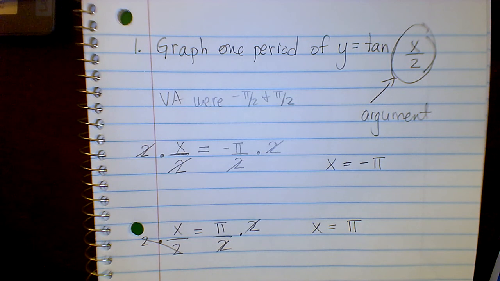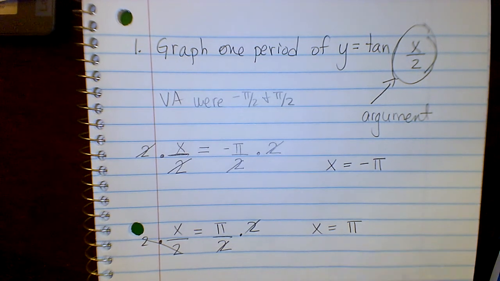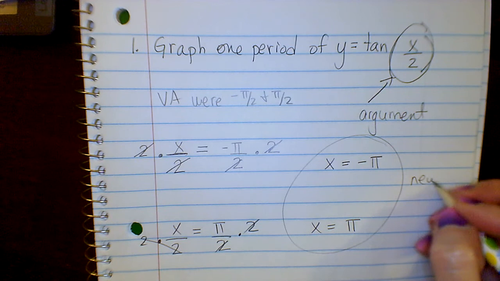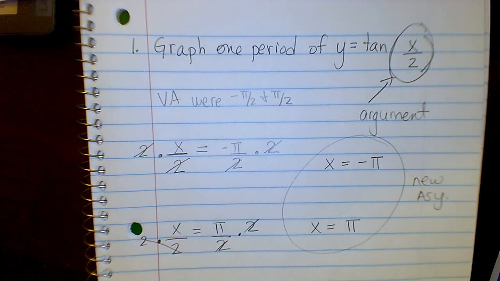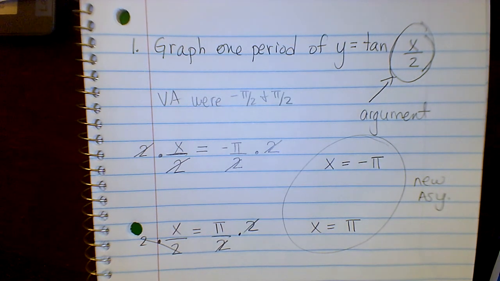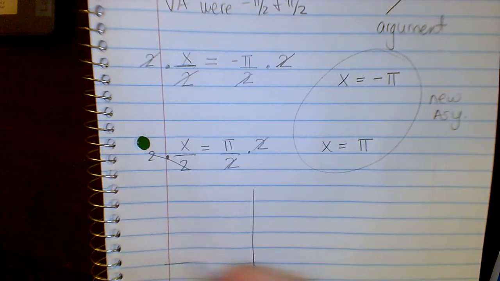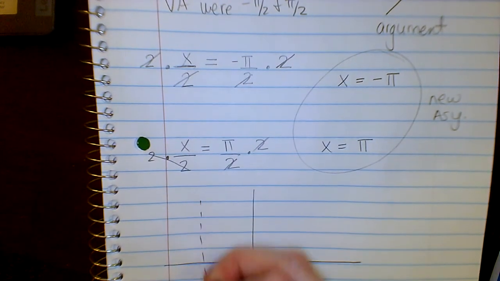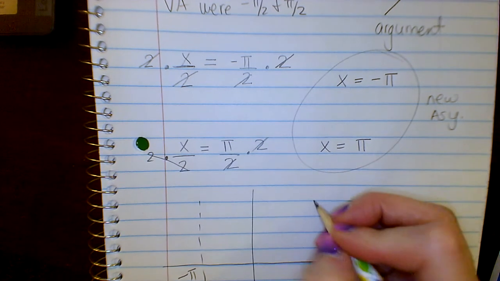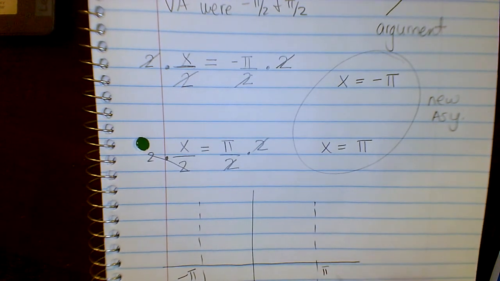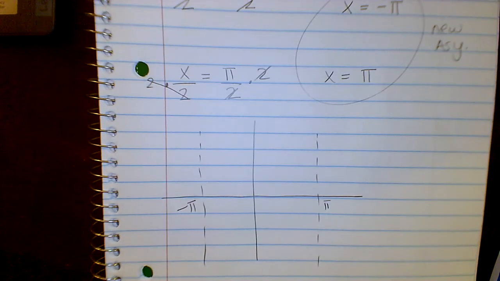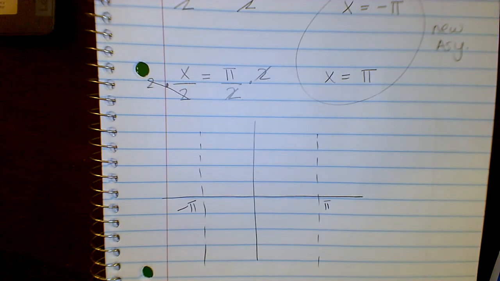All right, so what does this do? This tells you where your new and improved vertical asymptotes are. These are your new asymptotes. Everything else about the graph is going to pretty much fall in place if you have the asymptotes. Okay? So we get negative pi back here, and then we have positive pi. So you can tell that the graph is being stretched out because it was negative pi over 2 and pi over 2. So now the graph's being stretched out.